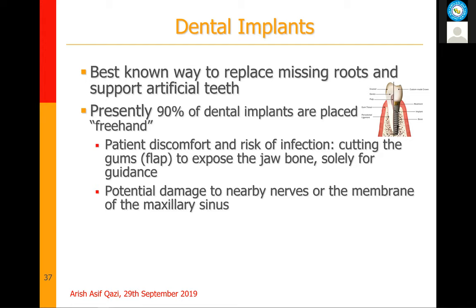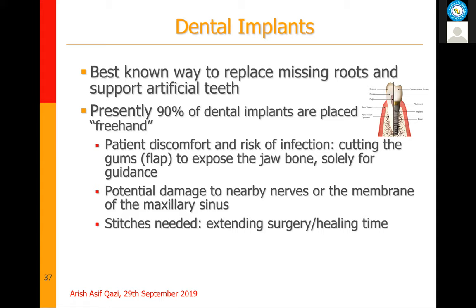Since you are drilling blindly, you could potentially damage nearby nerves or the membranes of the maxillary sinus in the upper jaw. And since you have to cut the gums, you have to stitch them up, which extends the surgery healing time. And finally, obviously, since you're doing it manually, it leads to human error, such as the one shown over here.